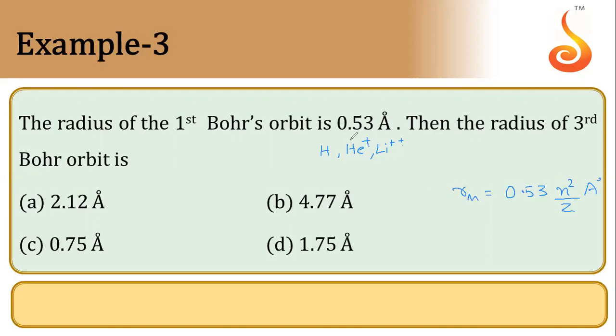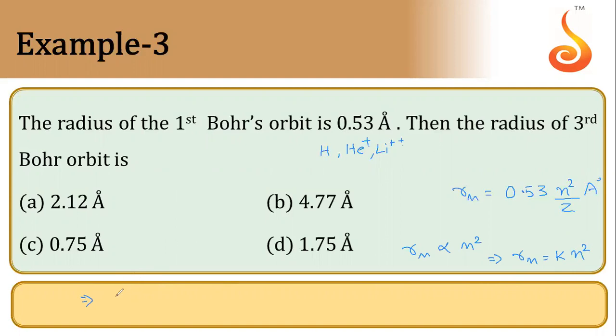But let's say if it was a helium atom, then we didn't know the value of z. So instead of directly using this formula, I am just using this relation. The radius of the nth orbit is directly proportional to n square. For any hydrogen-like atom, the radius of the nth orbit will be equal to some proportionality constant into n square.